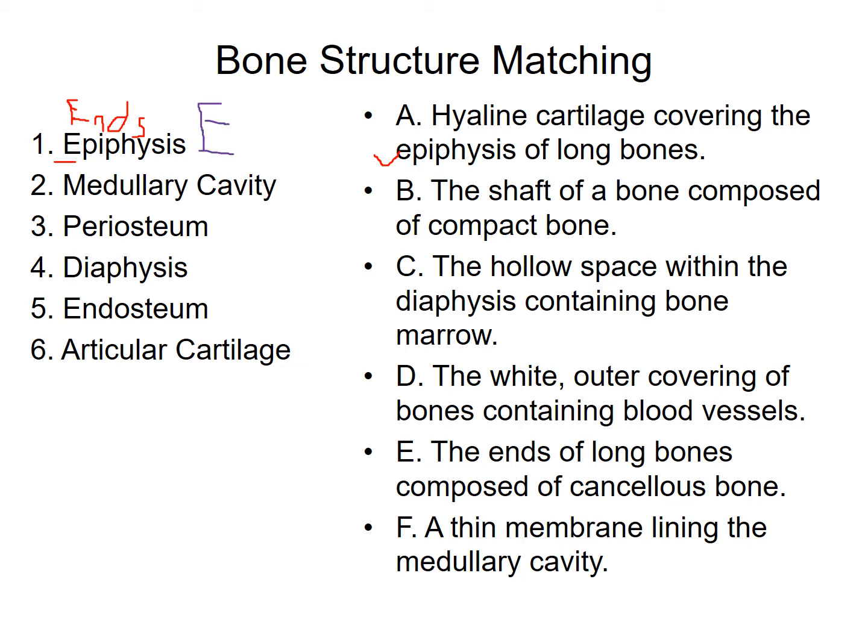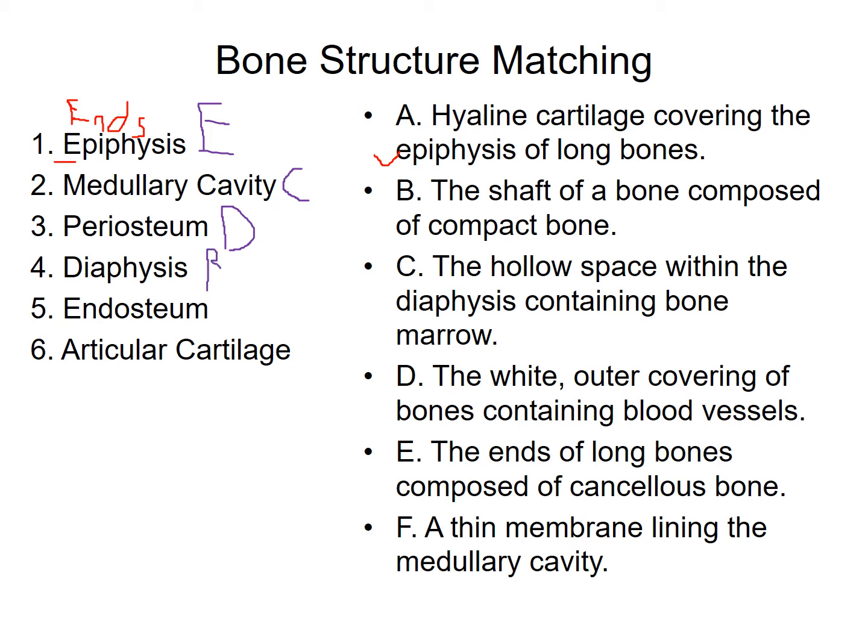And then we can move on. The medullary cavity, we saw that hollow space in letter C. So that makes sense. We'll put that there. Number 3, we saw the white outer covering of bone. That's protecting the bone. A lot of blood flow, as I mentioned. That's going to be letter D. So now process of elimination, we're getting a little closer. Diaphysis, remember that's the long, skinny part. So we also call that the shaft of the bone. So you see that in letter B.